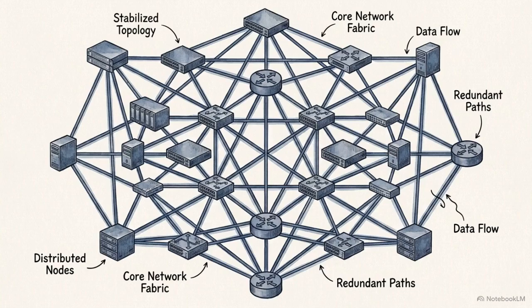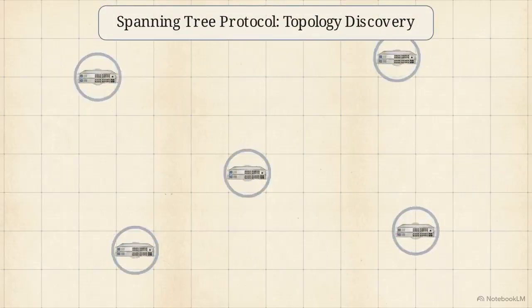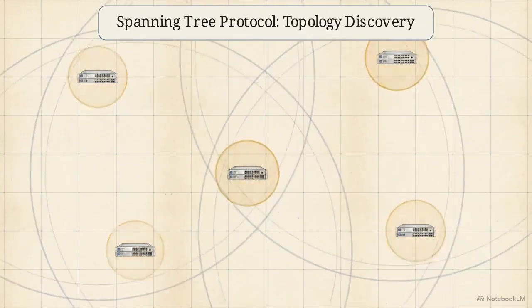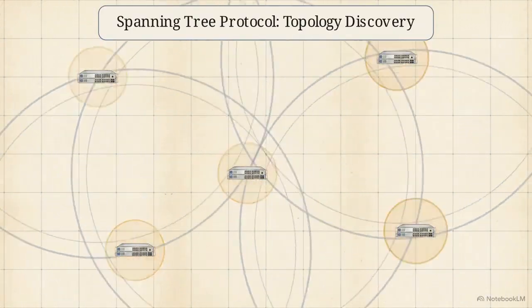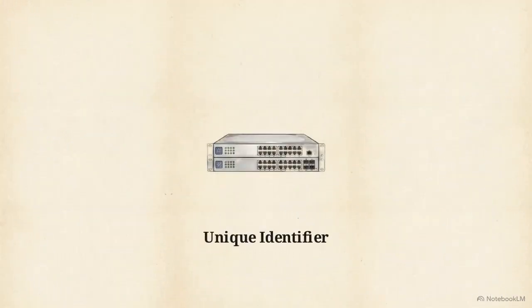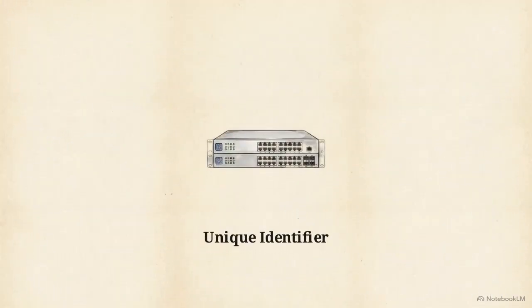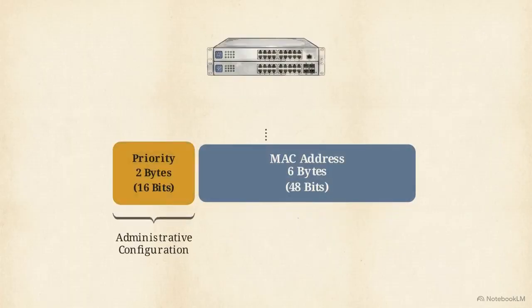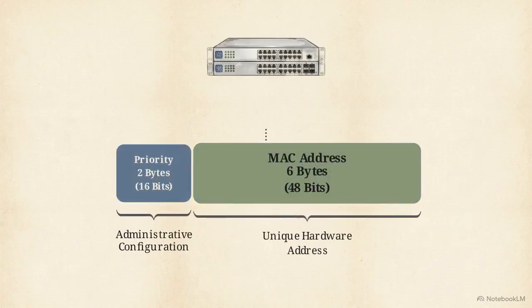The solution to this paradox is the spanning tree protocol, defined by IEEE 802.1d. To map the network safely, switches exchange configuration frames called Bridge Protocol Data Units, or BPDUs, broadcasting their exact topology parameters to one another. This protocol requires every switch to have a unique identifier. The bridge ID is an 8-byte value constructed from two components: a 2-byte priority value configured by the administrator, and the switch's unique 6-byte MAC address.